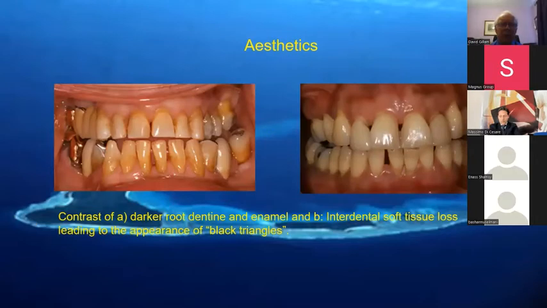So here, for example, we see on this one dark root dentine and enamel, and you see here interdental loss. You see so-called black triangles. Now we can mask these, and in the short time we have left, we can quickly discuss it. You can mask this non-surgically as well with gingival veneers, but that creates its own problem. But that is a simple way of doing it. But as you can see, patients may not like this. It's unsightly. Next slide, please.